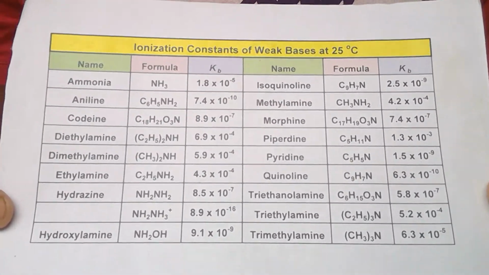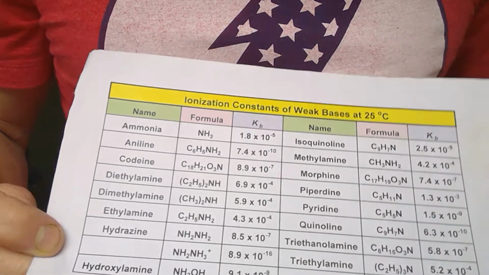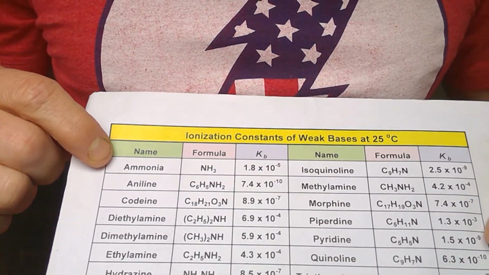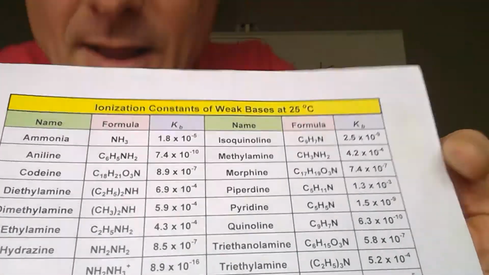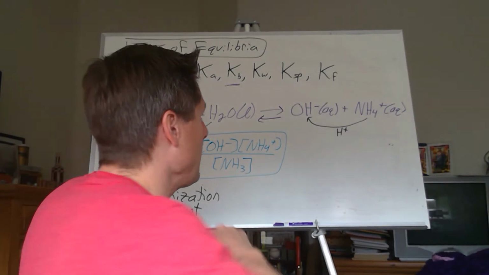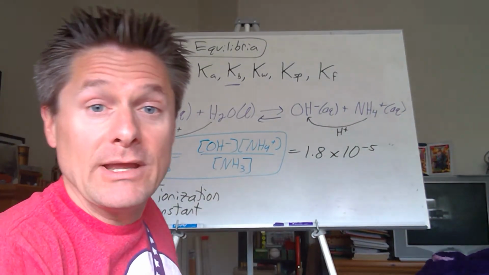This is a small table I put together, and we want to look up ammonia there. And you can download this on your phone, or print out a hard copy from my website. So ammonia is easy. It's right up here on the top. And you can see it's 1.8 times 10 to the minus 5. So let's write 1.8 times 10 to the minus 5. And then I can use that constant to do equilibrium calculations.